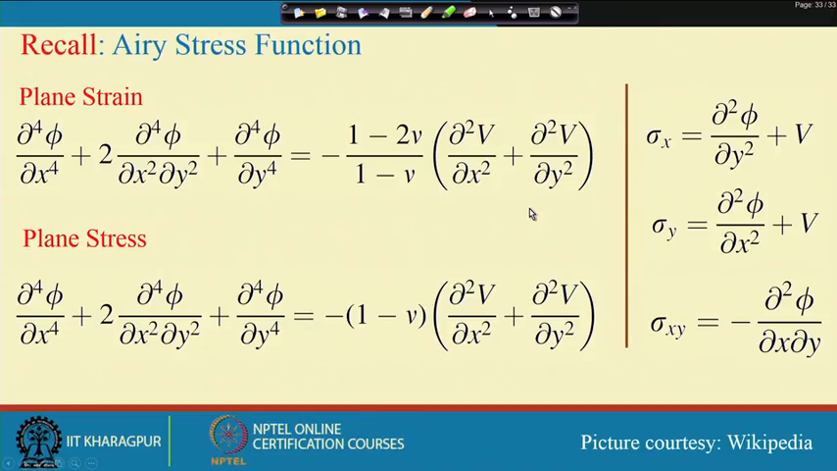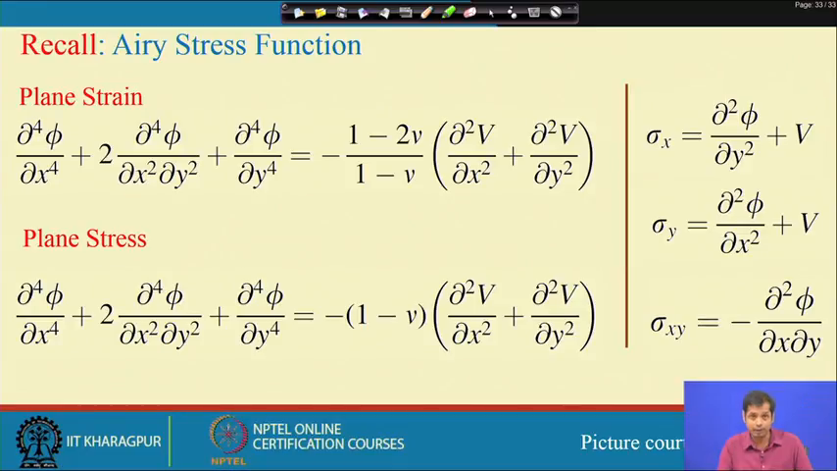Now, you recall in terms of Airy's stress function phi, this is the way phi is related to different components of stresses. With this relation the equilibrium conditions are already satisfied, and then if we have to make phi satisfy the compatibility equation, the condition that phi must satisfy is this. This is the biharmonic operator. This is for plane strain and this is for plane stress problem. We have discussed this.